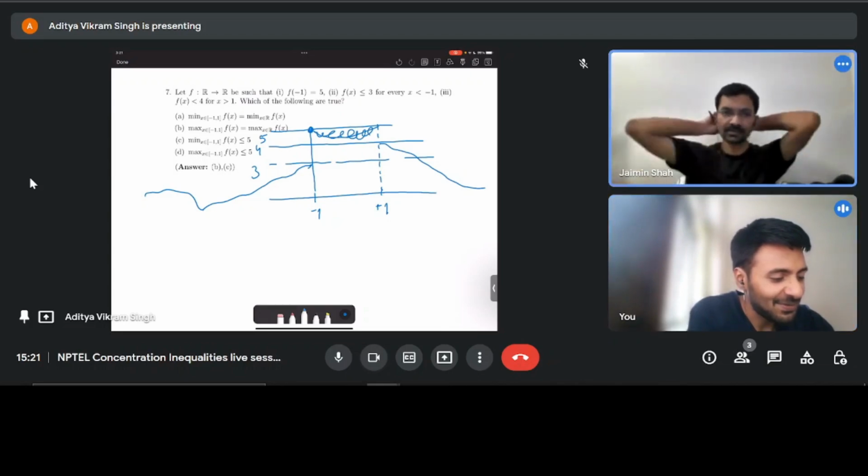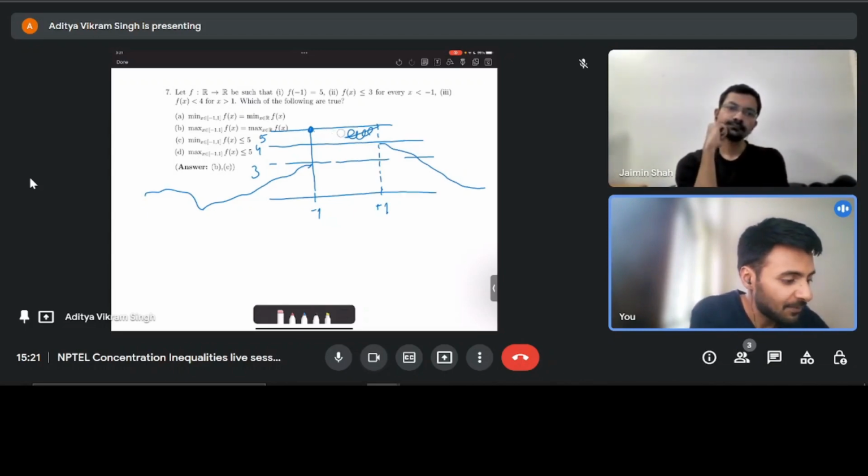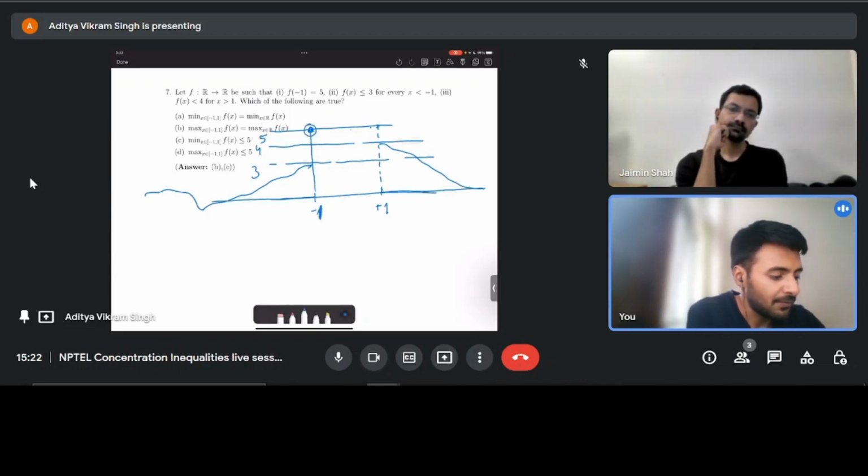So the maximum over -1 to 1 is the same as the maximum over the entire domain. This is true because between -1 and 1, there exists a point where it takes value 5, and this 5 is already greater than all the x values on the left side and all the x values on the right side. So even if you include this part of the domain, 5 will still dominate it. If you want to maximize between -1 and 1, that is the same as maximizing over the entire domain. So that is why B is correct.